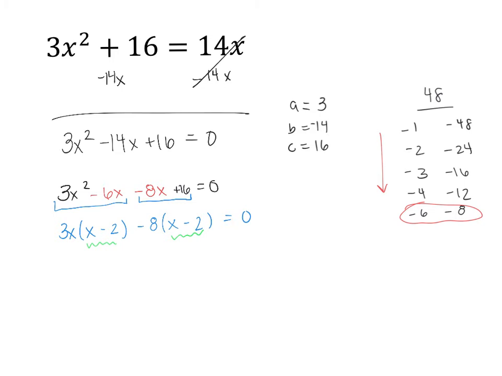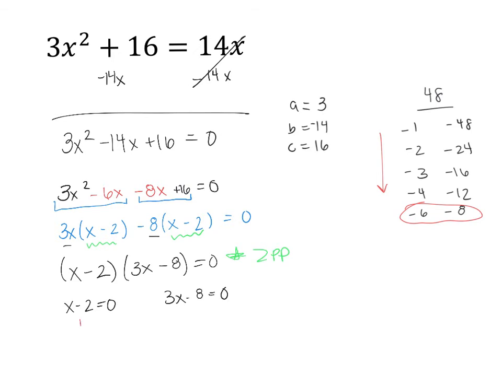So that means that I can go ahead and write them down. x minus 2, so the matching parenthesis in one, and then the outside terms in the other. Make sure we set it equal to 0. Zero product property. So I'm going to write my x minus 2 equals 0, and 3x minus 8 equals 0. On this side, I'm just going to add 2 to both sides, and x is going to be equal to 2.